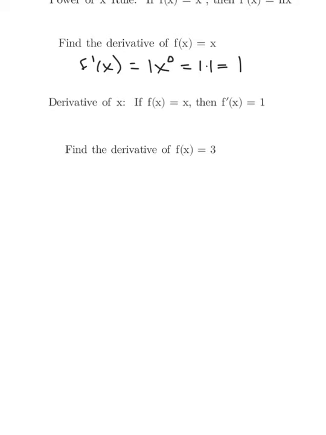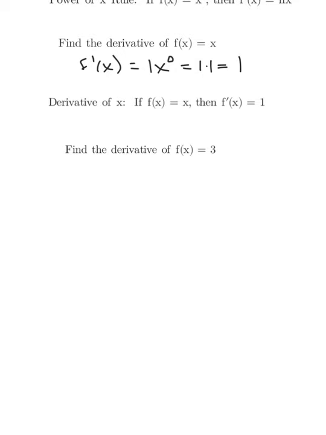Now I want to think about a function like f of x equals 3. Think about what the graph of f of x equals 3, or y equals 3, is. The graph of that function is a horizontal line. And when we are finding derivatives, we are finding the rate of change for a horizontal line. So, how much does a horizontal line change? How much does its slope change? It has no change. The slope stays constant.